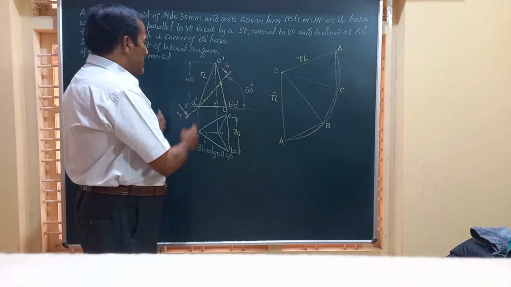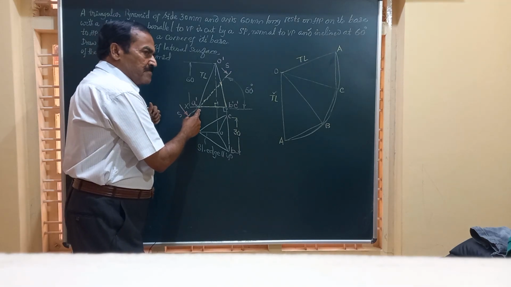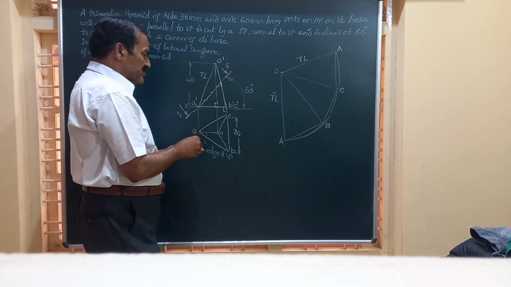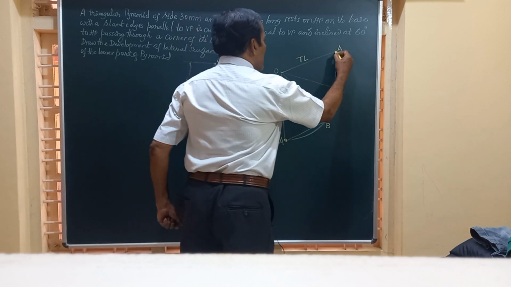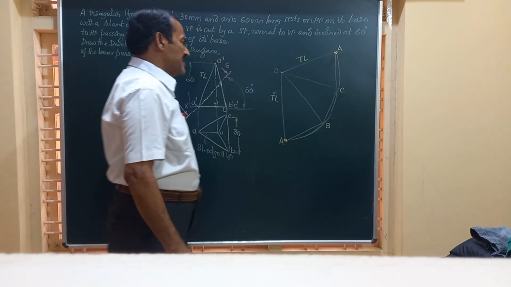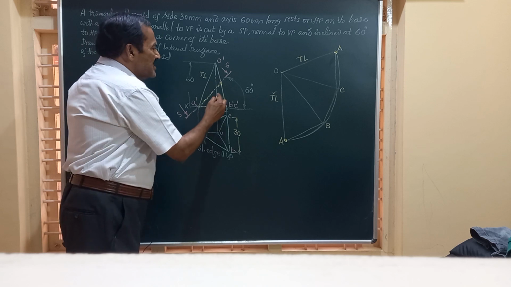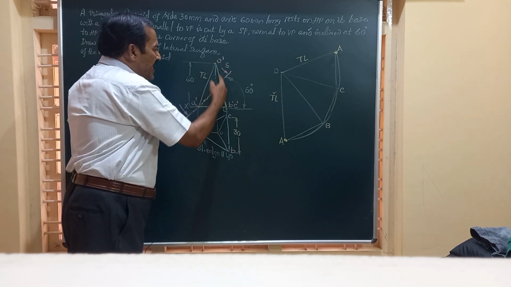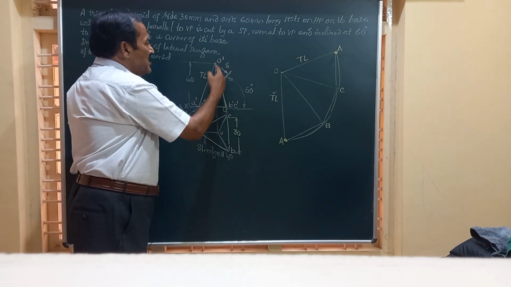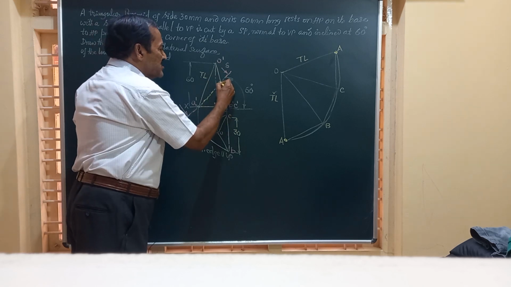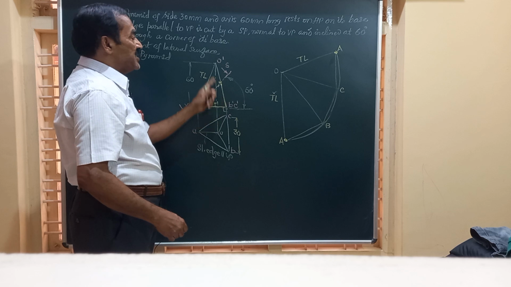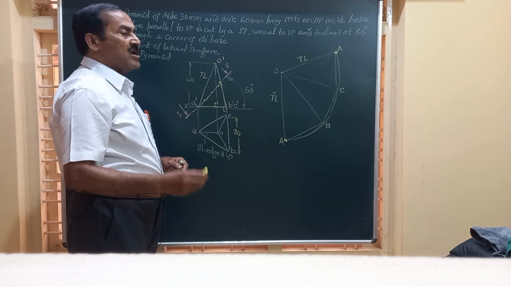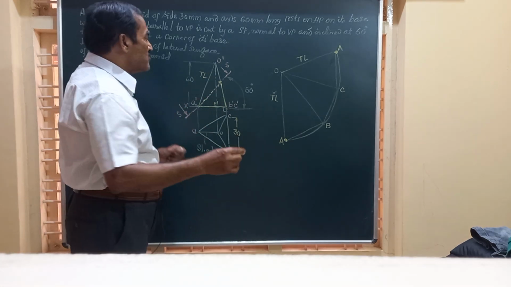To start with, it is passing through A, one of the corners of the base. So I am going to mark here a point A and another point A here. And then friends, it is cutting the slant edges O dash B dash and O dash C dash at this point. But O dash A dash, O dash B dash and O dash C dash are not true length. So what is to be done?